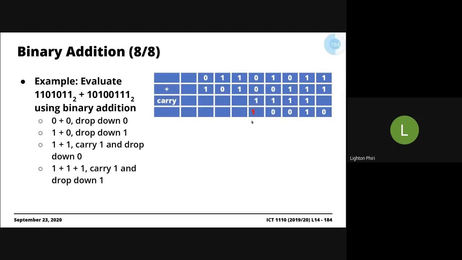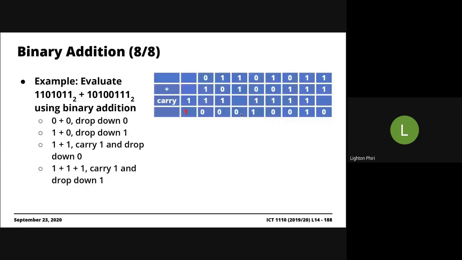Why did I not carry the 0 there? 0, 0, 1, the answer is 1, it carries 0. 1, 1, 0 is 0. We carry 1. 1, 0, 1 is 0. We carry 1. 0, 1, 1 is 0. We carry 1. And then we're just going to drop down the 1 because it's an overflow. So our answer is 1, 0, 0, 0, 1, 0, 0, 1, 0.